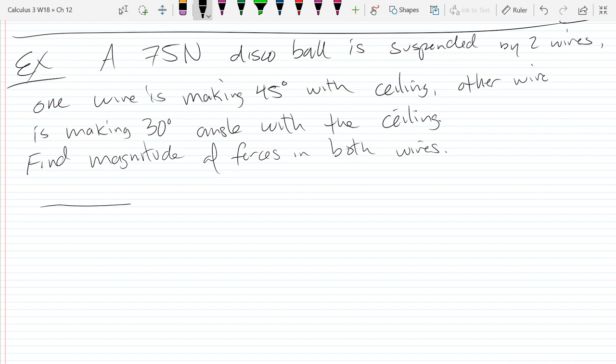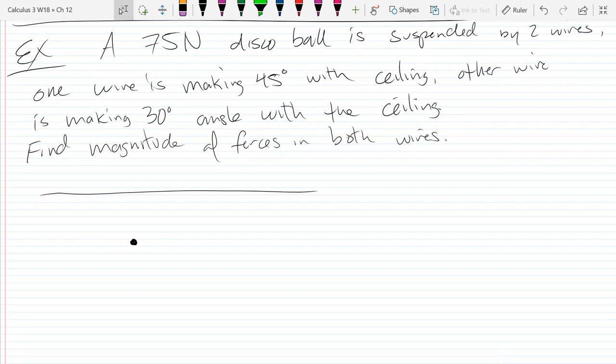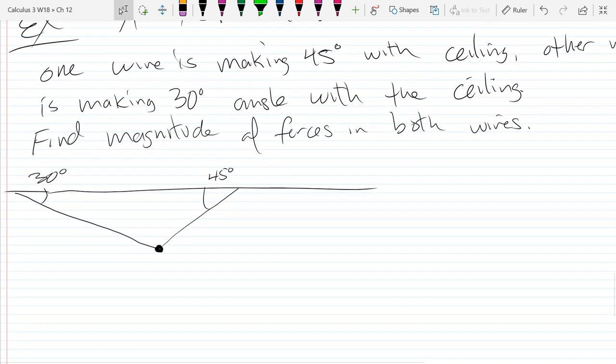So let's draw a picture. Here's our disco ball, which, like pretty much everything you draw in physics, looks just like a point. Two wires: which one do I draw at 45, which one at 30? I'll put our 45 right there, and we'll put our 30 degree wire over there. So this is our setup.